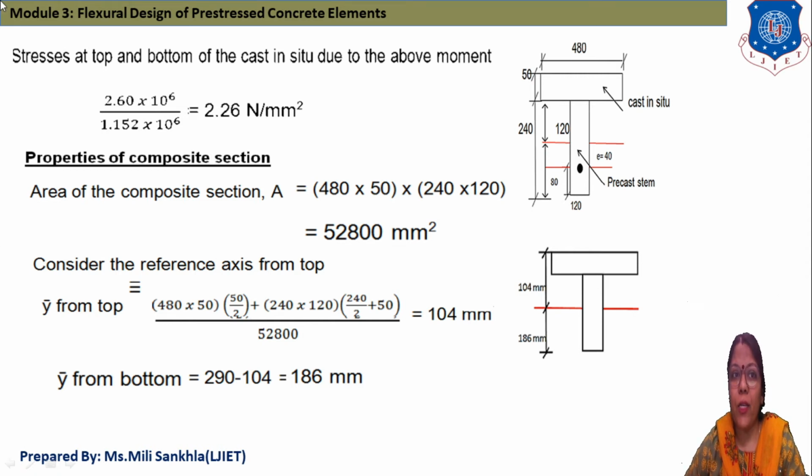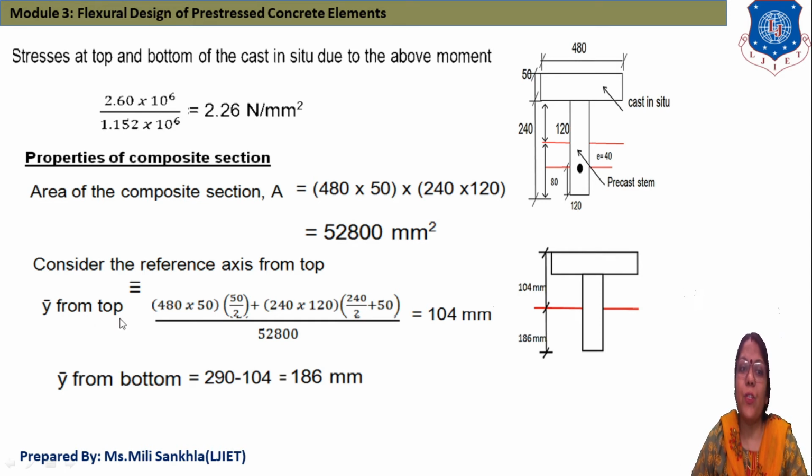Okay, now we discuss the properties of the composite section. First we discuss the precast web, second the cast in situ flange, and third the properties of the composite section. Now we find the area of the composite section. The total T section acts as a composite, so first of all we find the area of this T section, that is equal to flange 480 into 50 and web 120 into 240, which is 52,800 mm square.